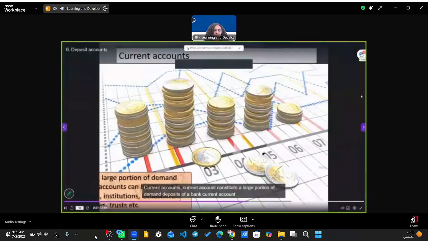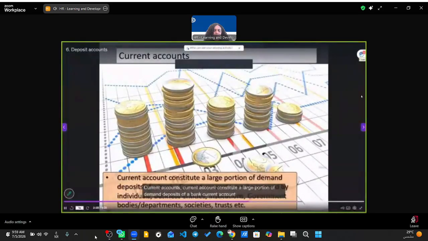Current accounts. Current accounts constitute a large portion of demand deposits of a bank. Current accounts can be opened by individuals, business entities, institutions, government bodies, departments, societies, trusts, etc.